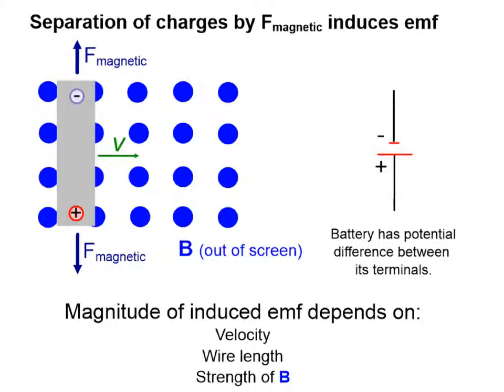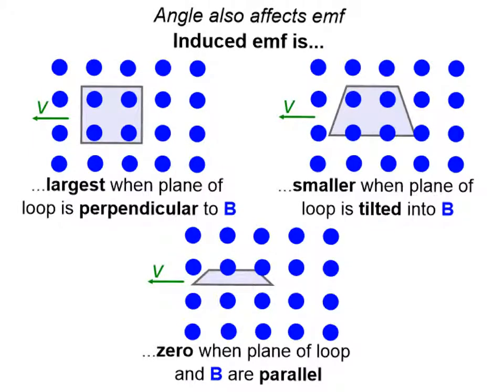What happens if the velocity stops? If you stop moving it and velocity is 0, there is no longer an EMF being produced. So you have to keep moving the wire through the magnetic field to maintain that source of EMF. The magnitude of the induced EMF is going to depend on several factors. Obviously, the velocity with which the wire is moving, the length of the wire, and also the strength of the magnetic field. The angle also is going to affect the EMF.